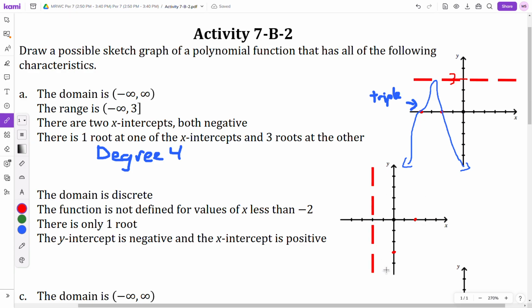And the domain is discrete. Okay. In that case, let's make it like a line. The simpler the better, I always think, because simpler makes more sense. So what we're going to do is we're just going to do a line that has a slope of 2.